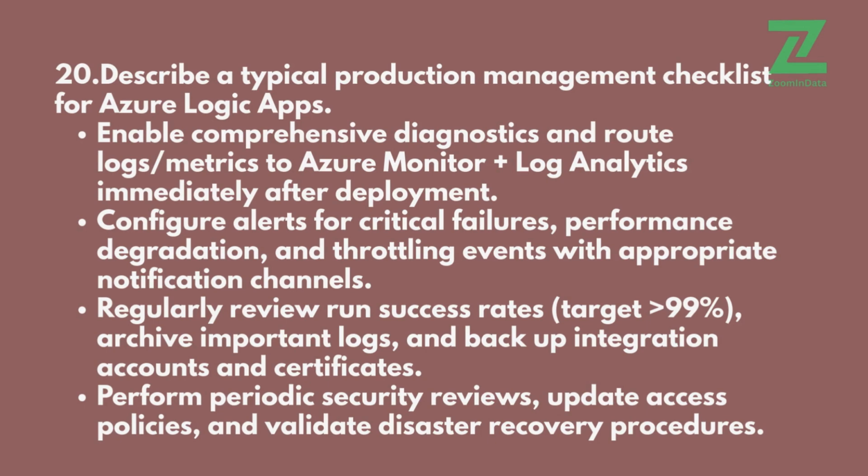Describe a typical production management checklist for Azure Logic Apps. Enable comprehensive diagnostics and route logs, metrics to Azure Monitor plus Log Analytics immediately after deployment. Configure alerts for critical failures, performance degradation, and throttling events with appropriate notification channels. Regularly review run success rates, target greater than 99%, archive important logs, and backup integration accounts and certificates. Perform periodic security reviews, update access policies, and validate disaster recovery procedures.